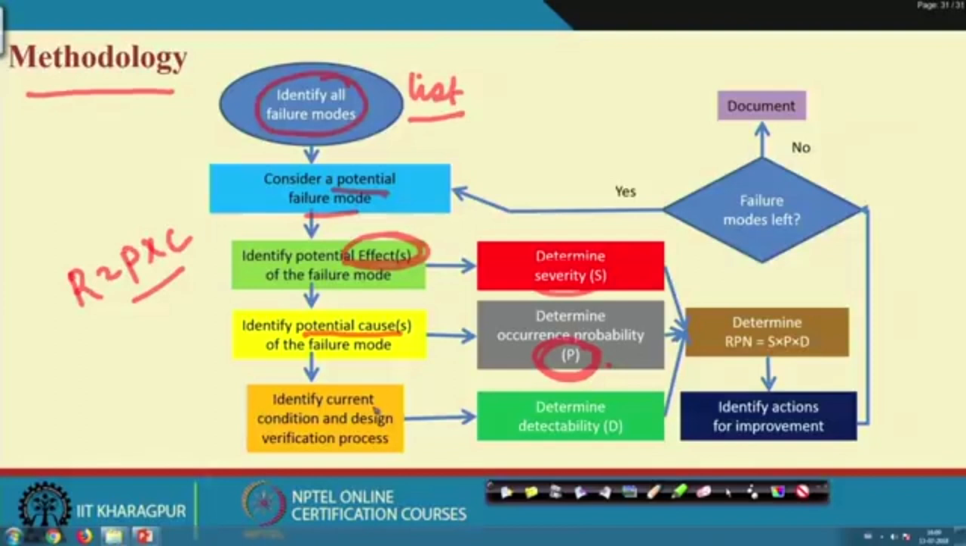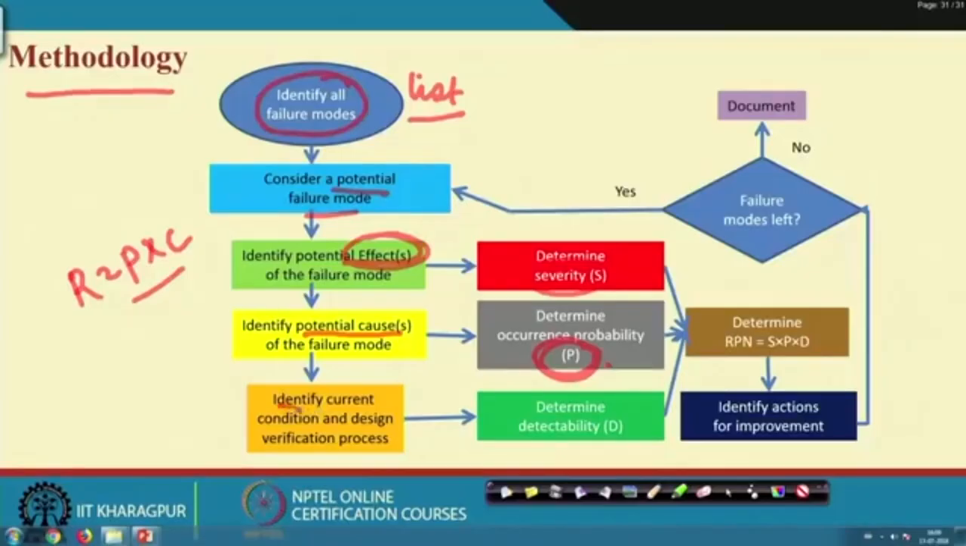There is an external leak, there is leakage of gas, let it be. The valve is choked. But is your system configured such that you are able to detect that that particular failure mode has occurred? That is possible when you identify the current condition and design verification process. If you do this, you will understand the detectability of your system towards the failure mode occurrence. So this leads to detectability.